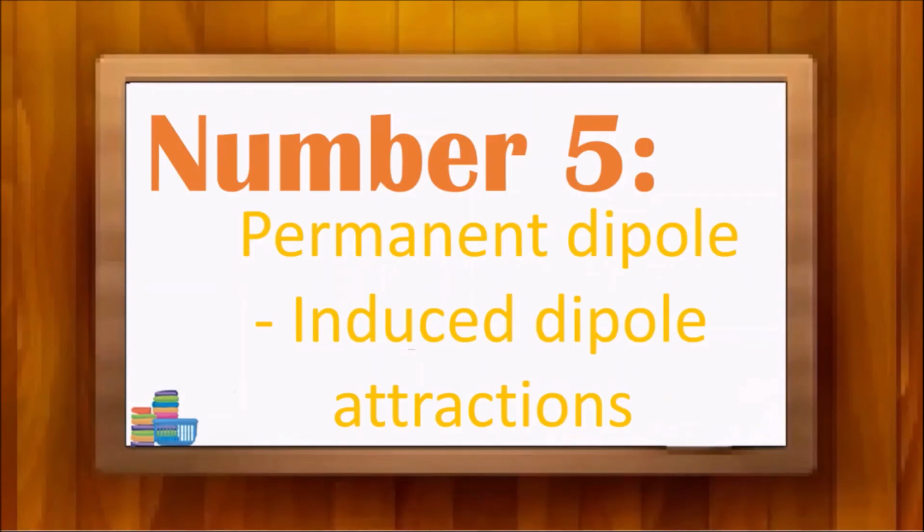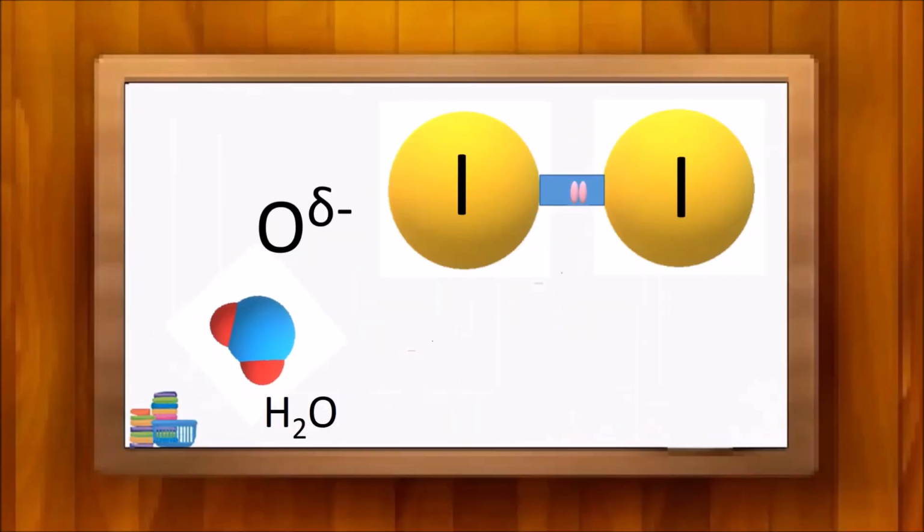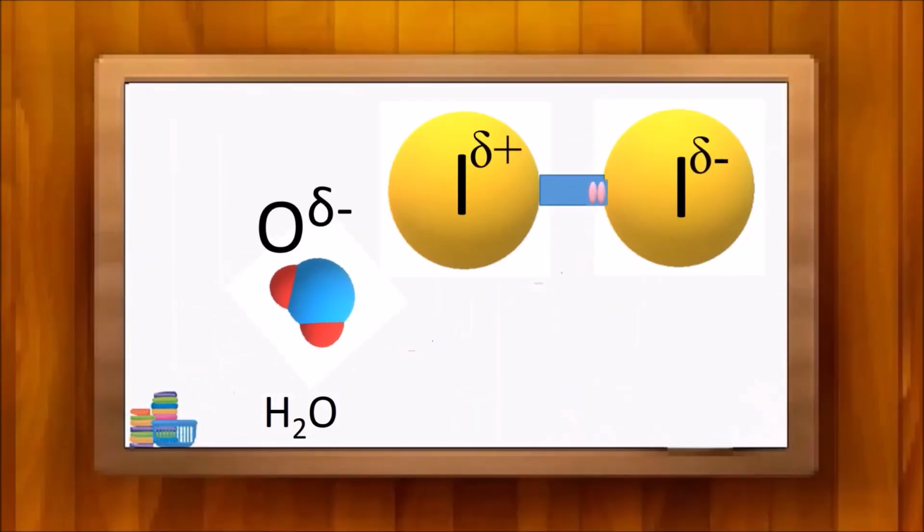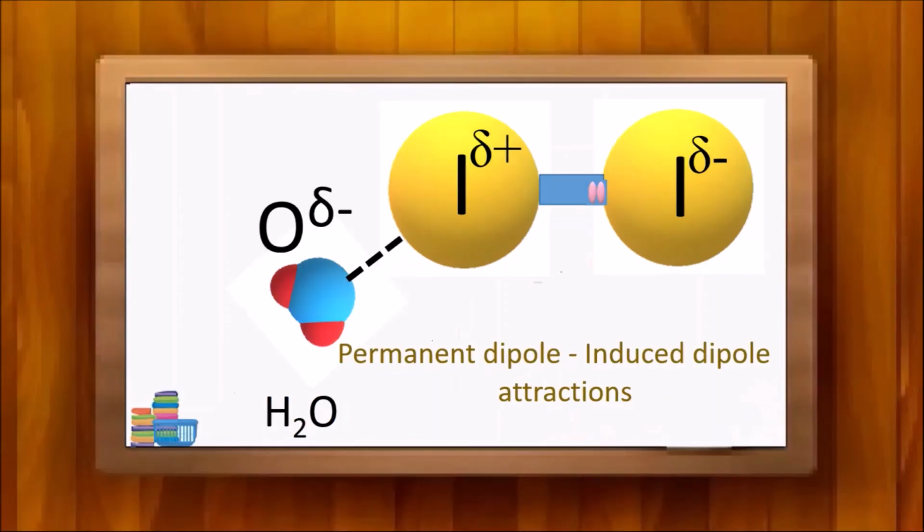Number 5, permanent dipole-induced dipole attractions. Not only an ion but also a permanent dipole has the ability to induce a dipole in a non-polarized molecule. But that induction is not as powerful as that. However, between opposite charges of those polarized and induced atoms, attractions happen. These are called permanent dipole-induced dipole attractions.